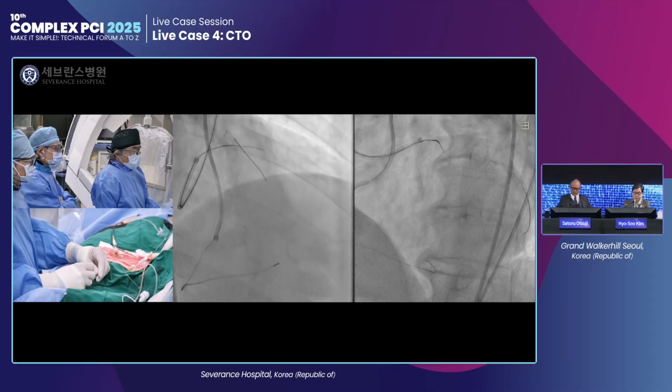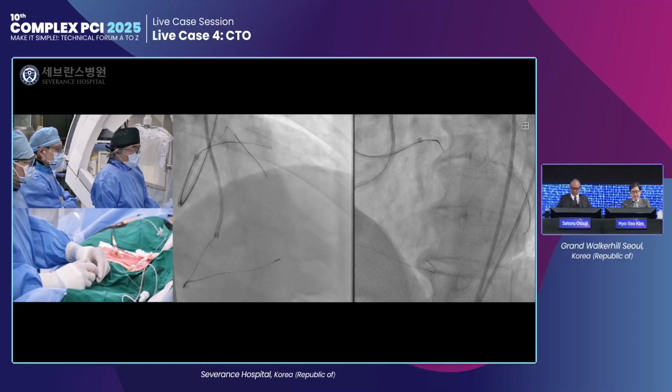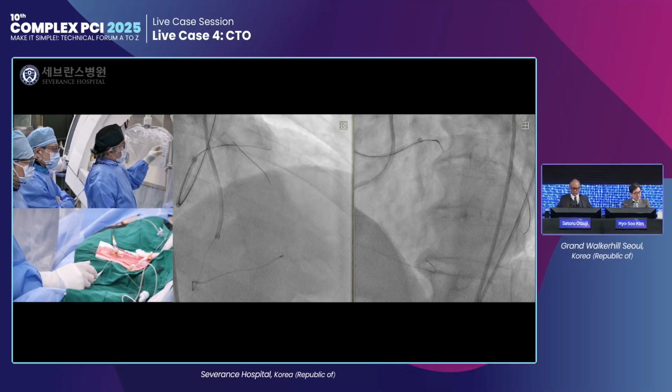Engaging into the LAD ostium is very difficult. This is the right case to use a multi-channel guide catheter. Dual lumen. Yeah.